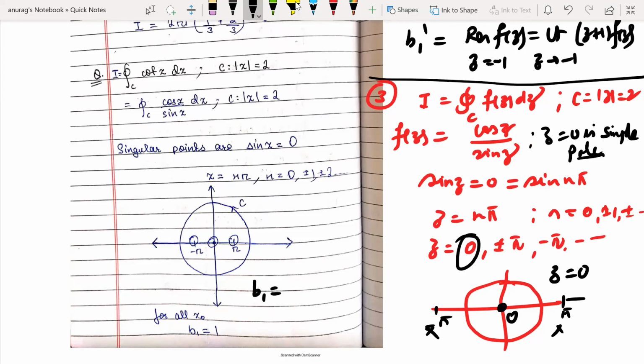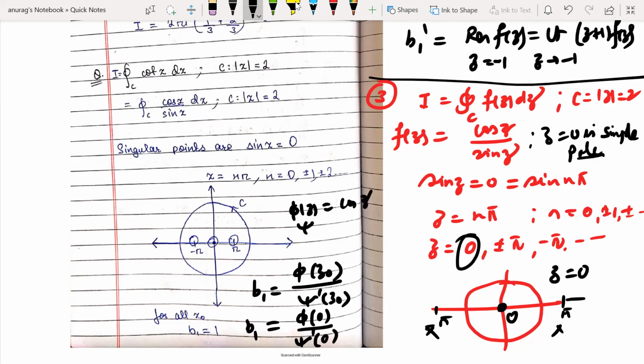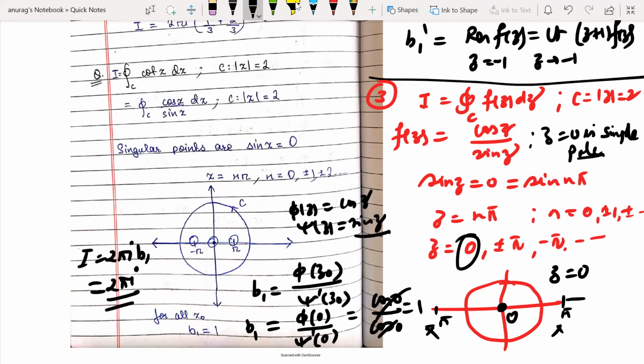So your b1 will be, since it is a simple pole and can be written as phi(z) upon psi(z), then I told you it is phi(z0) upon psi dash(z0), where z0 is the point. The point is 0, so phi(0) upon psi dash(0). Here phi(z) is your cosine z, and psi(z) is equal to sine z. This question I have already solved. Phi(0) is cos 0. Psi dash, the derivative of sine z, is cos 0, so it is 1. So b1 is 1. Then you apply the integration formula. Your integration will be 2 pi i into b1. So the integration is going to be 2 pi i. If only the residue is asked, the value is 1. If integration is asked, the integration is 2 pi i.